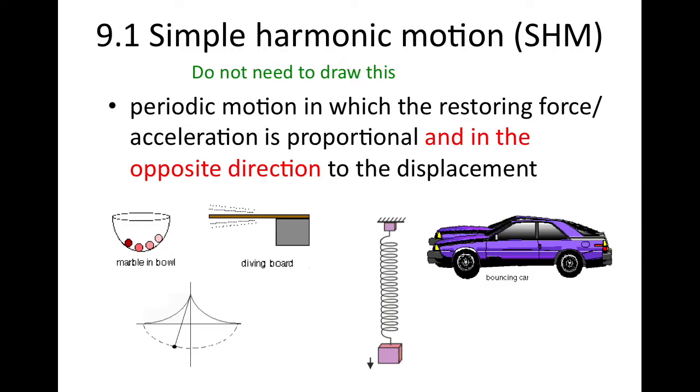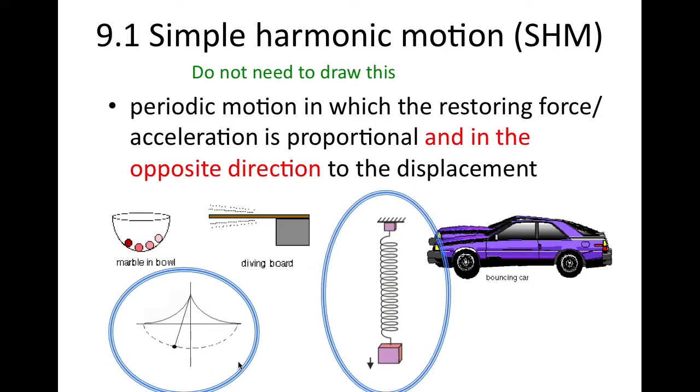Simple harmonic motion is merely the periodic motion in which the restoring force and the acceleration are both proportional and in the opposite direction of the displacement. Below are some examples. The two that we are going to be focusing on in IB are the pendulum with the bob that is going back and forth, and the loaded spring.